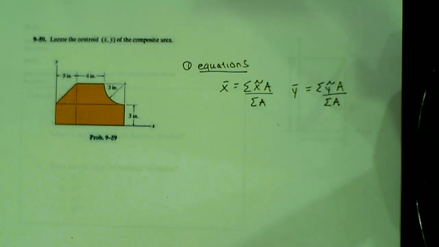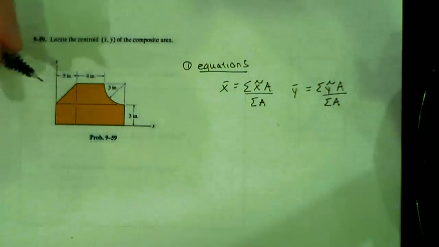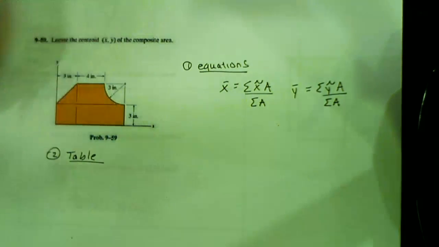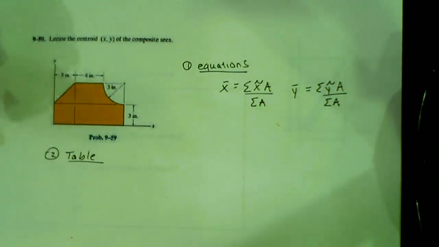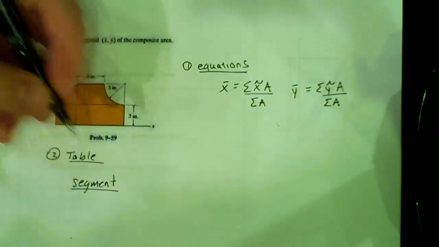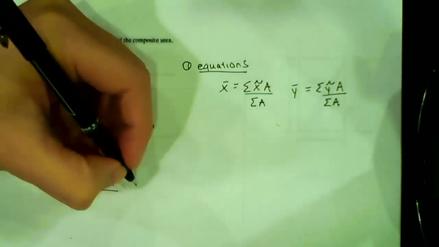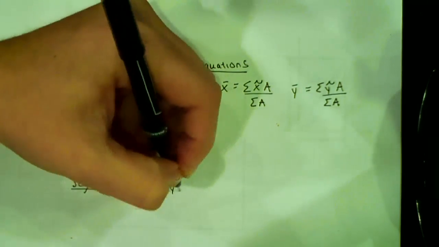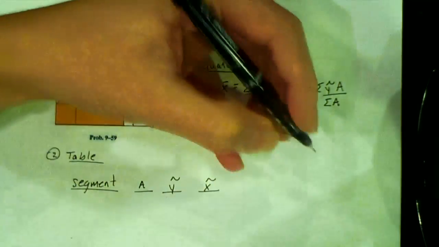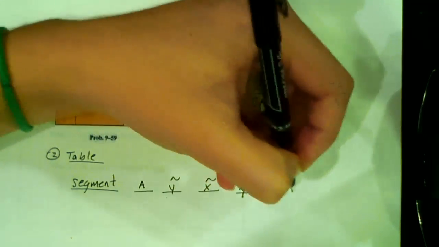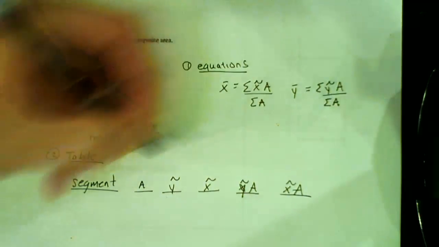I like to make a table for these. It makes things a bit simpler. So step 2, we make our table. To figure out what to include, we look back at our equations. We need our segment, or figure, whatever you want to call it. We need area, we need y tilde, we need x tilde, then we need y tilde times A and x tilde times A.